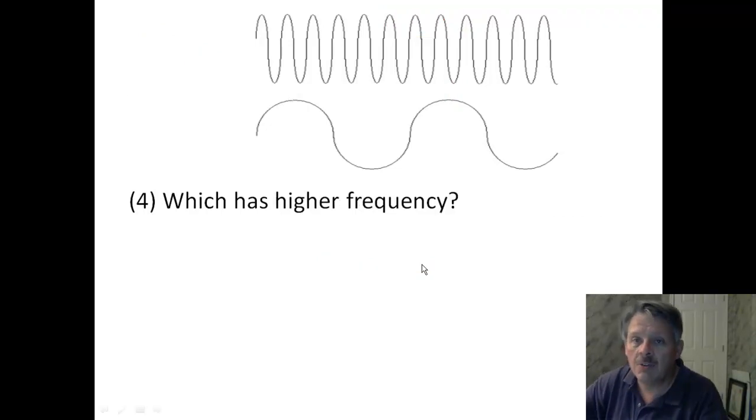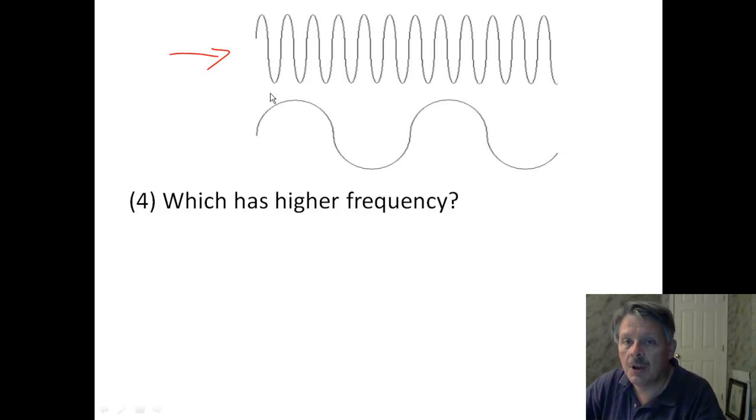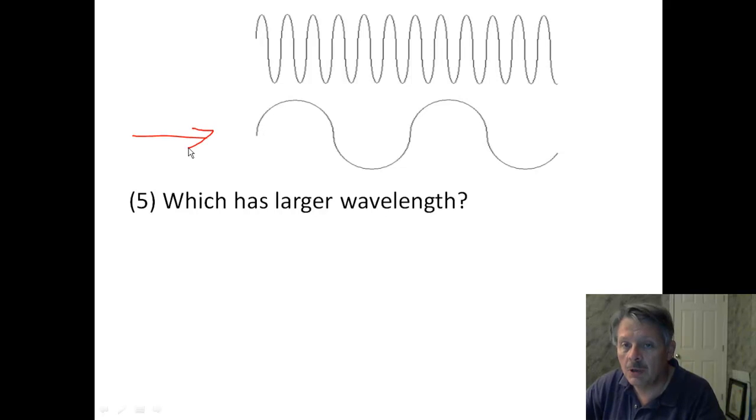Which one has the higher frequency? Clearly this one up here has the higher frequency. It hits you more often. Down here this one has the lower frequency. Which one has the longer wavelength? Well, clearly this one has a long wavelength, because this up here only has a very short wavelength.